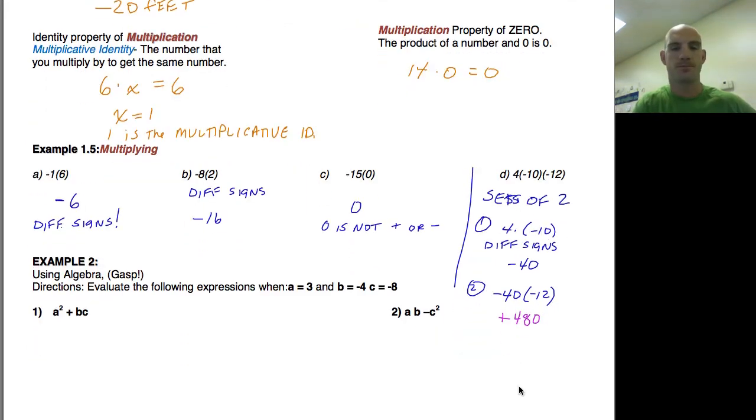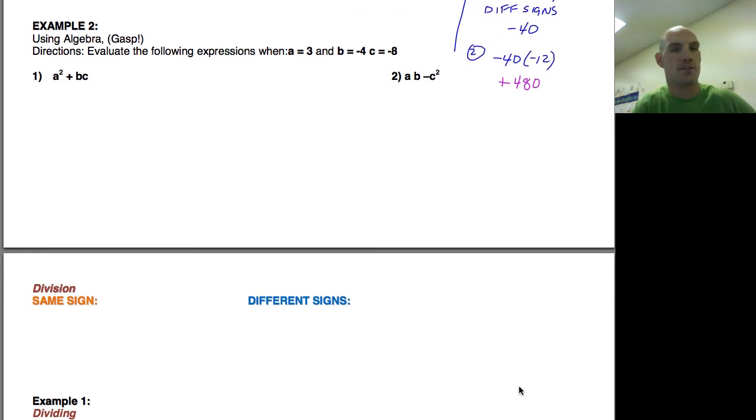Sets of 2. Let's do a little bit of algebra. Substituting in values for A, B, and C. Let's look at what we've got. A is 3, B is negative 4, C is negative 8. So watch how I substitute this. I'm going to put parentheses when I substitute. So this is going to be 3 squared plus parentheses when I substitute, negative 4 times negative 8. See how I substituted all those in?